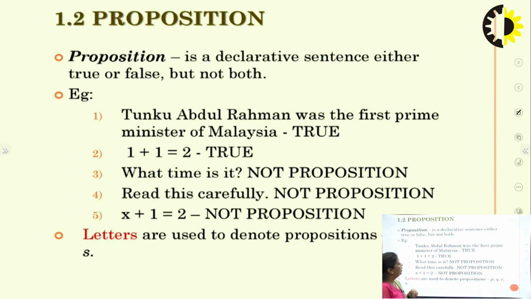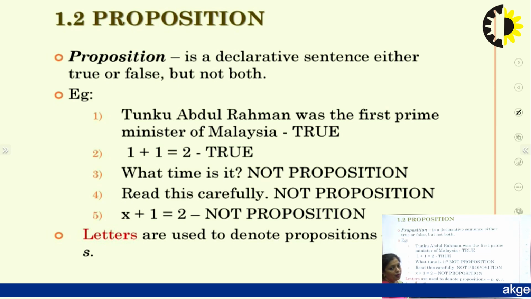The fourth statement is, read this carefully. This is again not a proposition because it is a command. Commands don't come under the category of propositions as they cannot hold a single value true or false. Then the fifth example, that is x plus 1 is equal to 2. Now, it can have multiple values depending upon the value of x. If the value of x is 1, then this statement will have a true value. But if it has a value 2, then 2 plus 1 is equal to 2 will have a false value. So, it can have more than one value and the value will actually depend upon the value of x. So, such a statement cannot be a proposition.